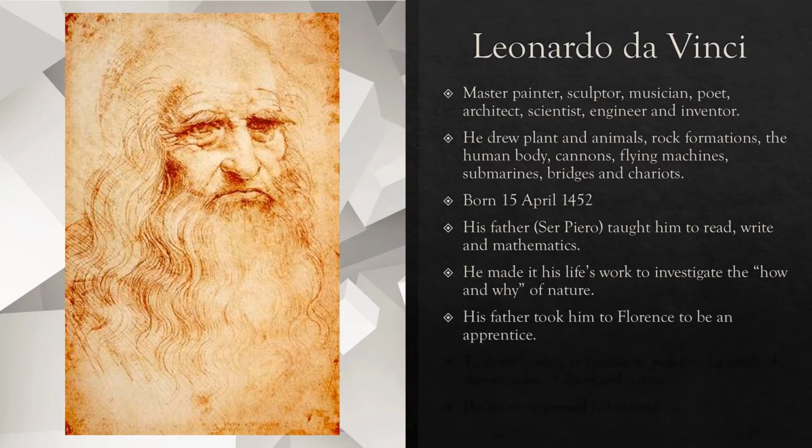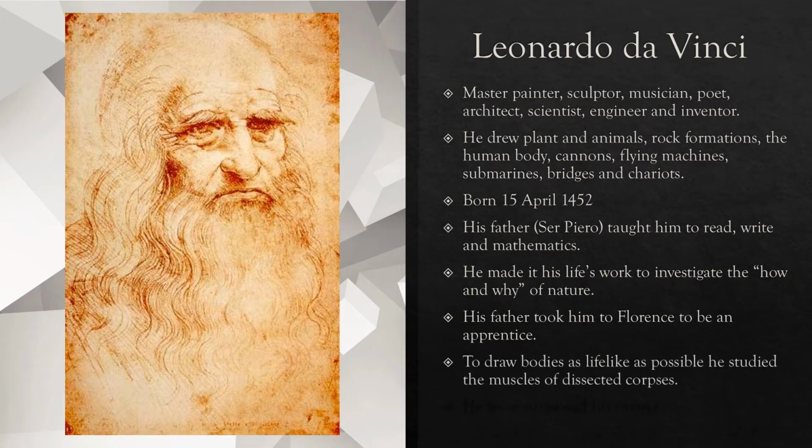His father took him to Florence around 1469 and he became an apprentice in the workshop of Andrea del Verrocchio, a respected craftsman, goldsmith, sculptor, and painter. In order to draw the bodies of their figures as lifelike as possible, Verrocchio and da Vinci studied the muscles of dissected corpses. After 6 years, Leonardo could paint in every medium and he was well versed in all the secrets of the art of painting.